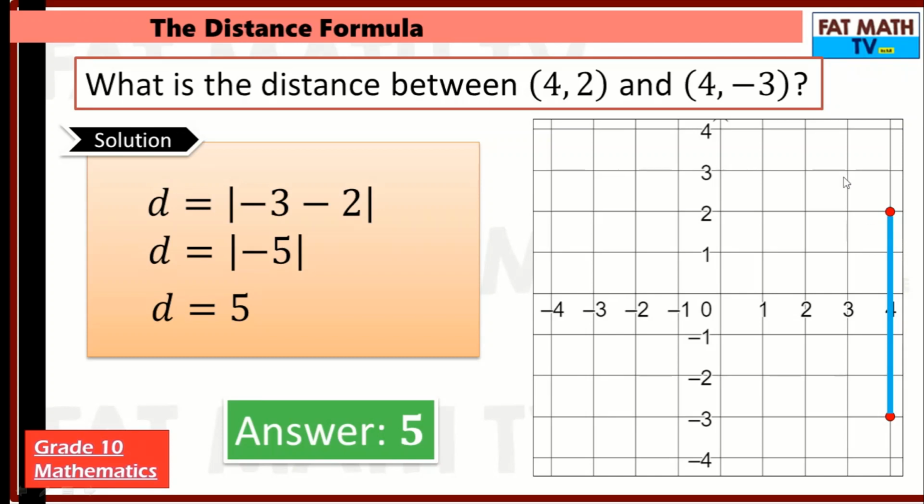So what we do is just subtract and get the absolute value of the difference. That is if the points are aligned vertically because the x values are the same. Also, we can do that if the points are aligned horizontally.